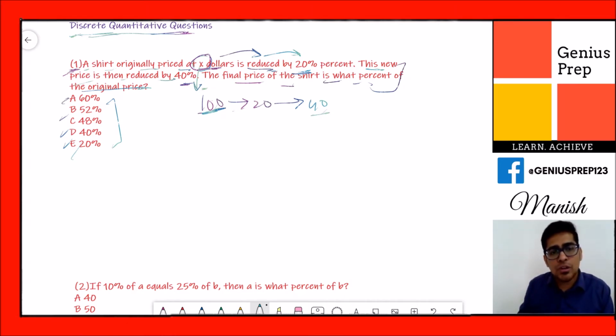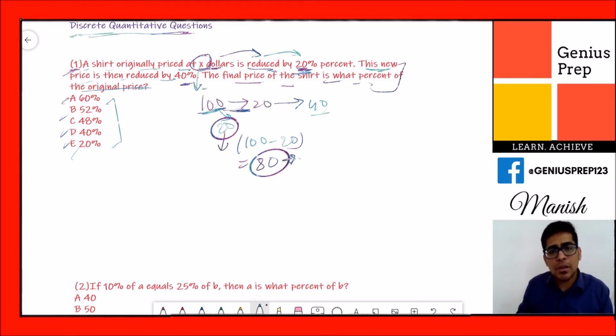First of all we need to find 20% of 100. What is 20% of 100? It is 20. And then what is the new price of the shirt? It is 100 minus 20, which is equal to 80. So after reducing 20% we get the price of $80.